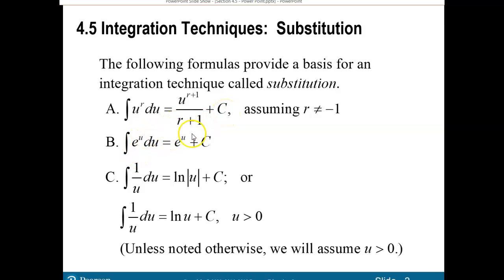e to the u, antiderivative is itself, e to the u. 1 over u, antiderivative is the natural log of u, plus the c. Or just the natural log of u without absolute value if you know u is positive. The absolute values are only needed if u is negative. We are going to assume that u is always positive unless otherwise noted.